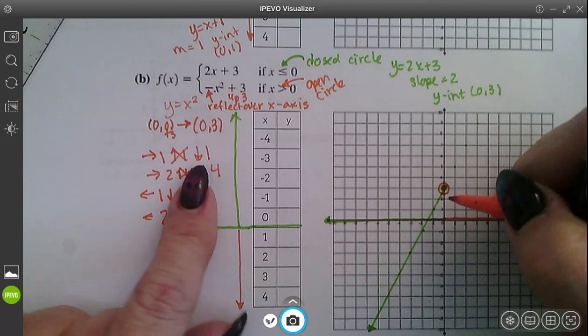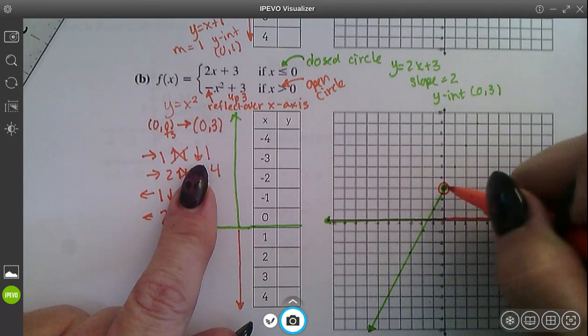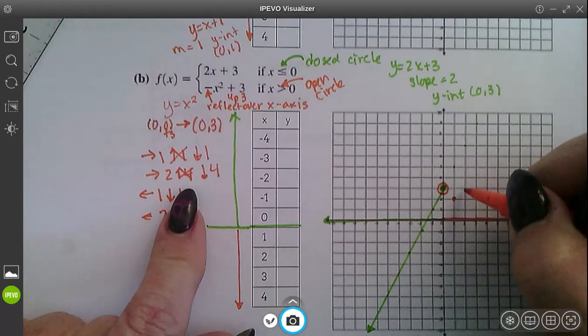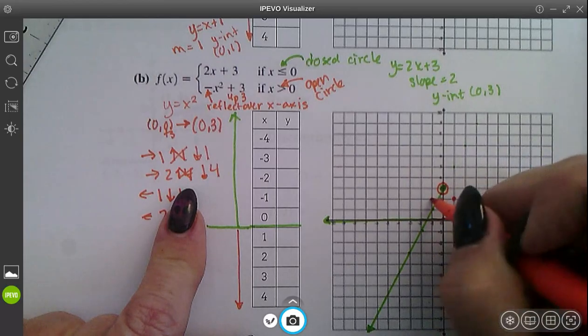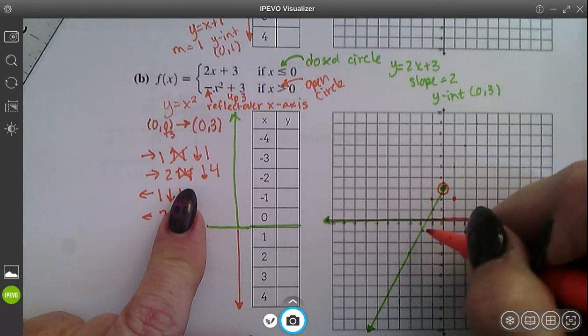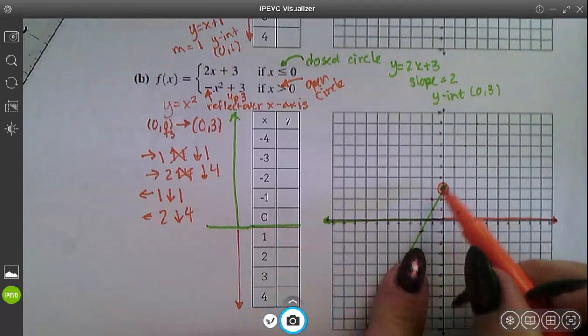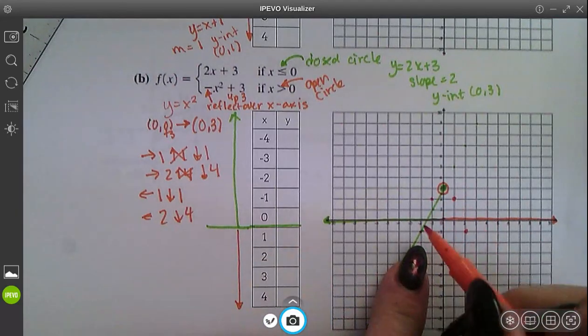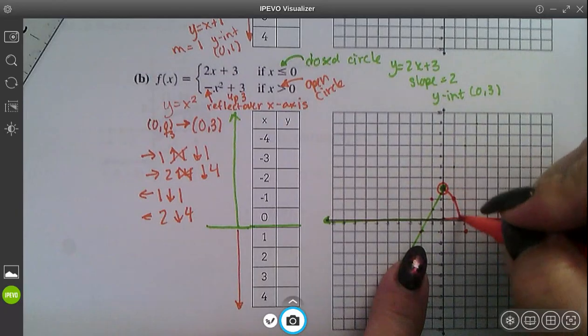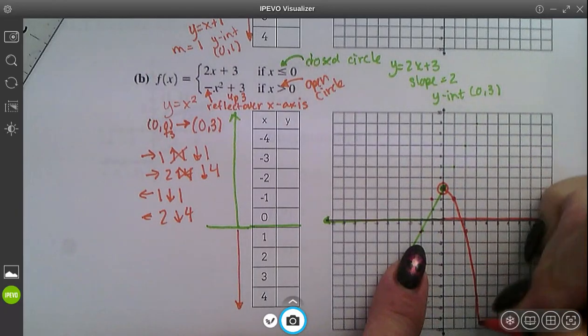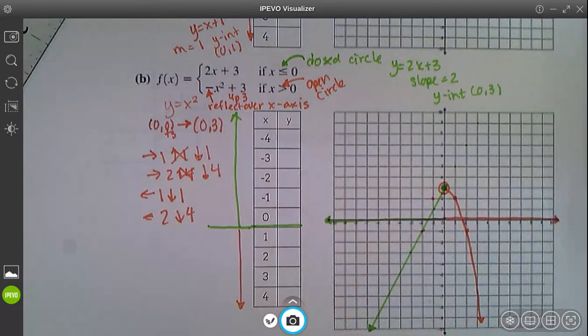And then I'm going to follow my pattern where I go to the right 1, down 1, to the right 2, down 4. And then left 1, down 1, left 2, down 4. But these points are in the green zone, so I'm not going to draw them, only drawing the ones in the orange zone. So I'm going to draw just half of this parabola, and it is going to look like that.